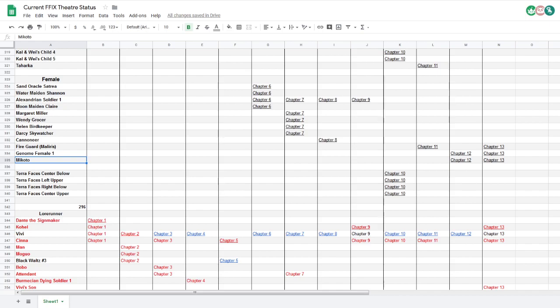Like, she's not a small character. All of these are small characters. All of these are one-offs. Except for Alexandria Soldier 1, who has like 1 line in 4 separate chapters.